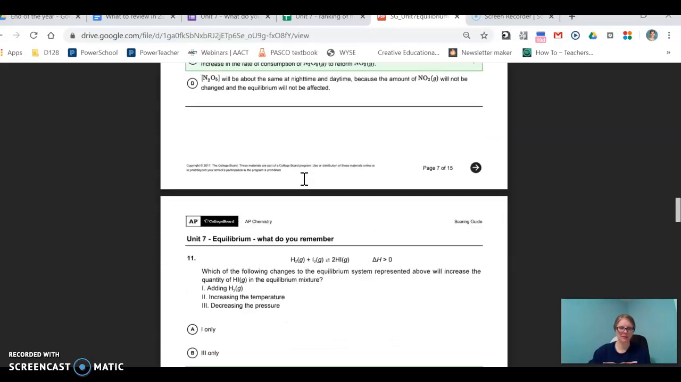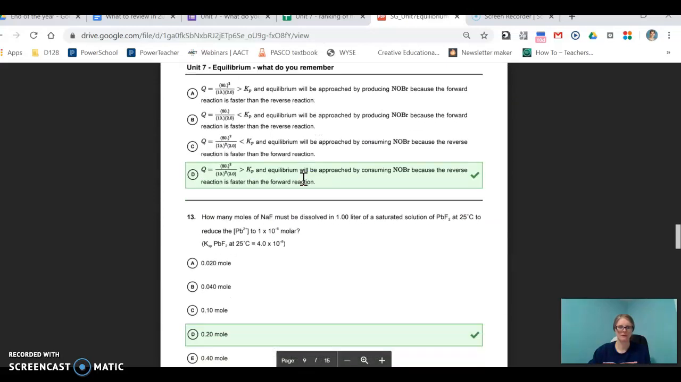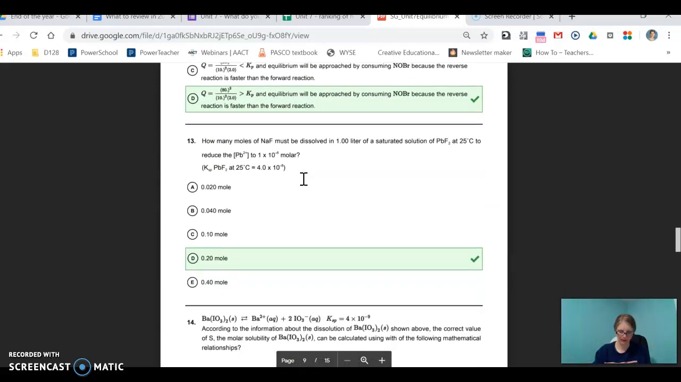Now we're looking at 13. This one's a math one, kind of? Yes, math one.